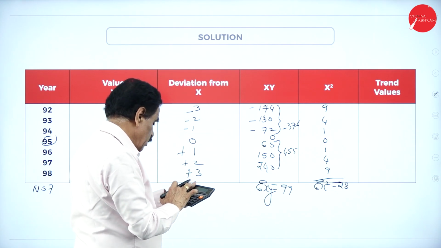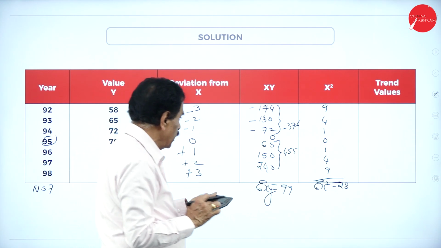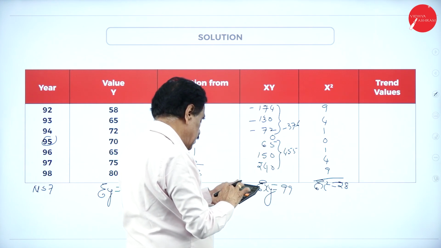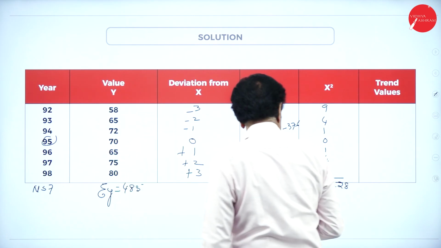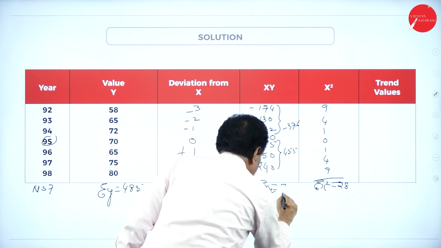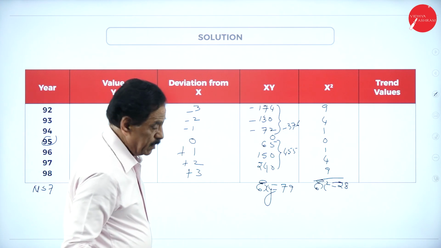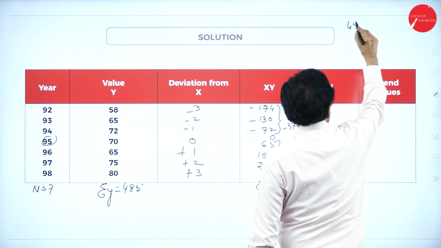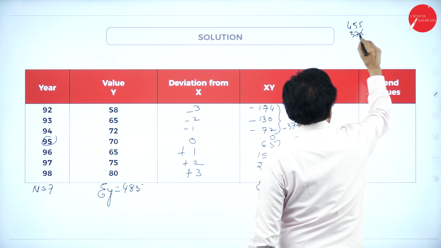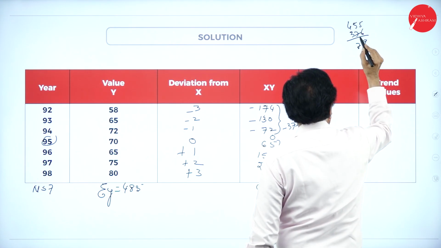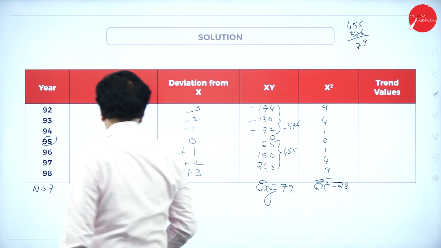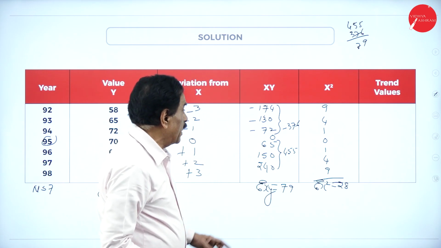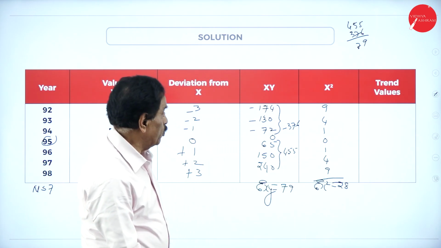I will repeat, 455 minus 376 is equal to 79. So sigma y is 485, sigma xy is 79. This is the trend value we are going to find out.